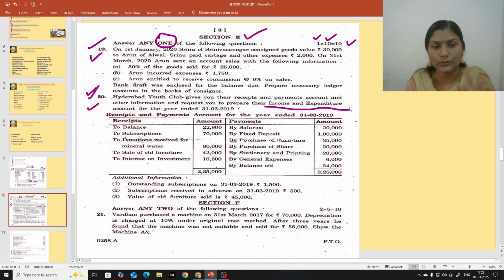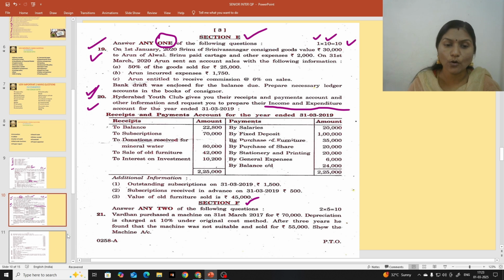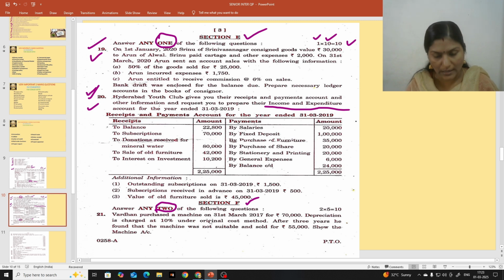Hope this is clear, students. And next, let us move to section F. Section F is related to 5 marks bit. You will get questions from accountancy only, okay, because this section F is related to part 2. So you will get 5 marks questions from accountancy. Total 4 questions you will get, and you are going to attempt only 2 questions. You will get 4, but you will attempt how many questions? 2 questions only, okay.